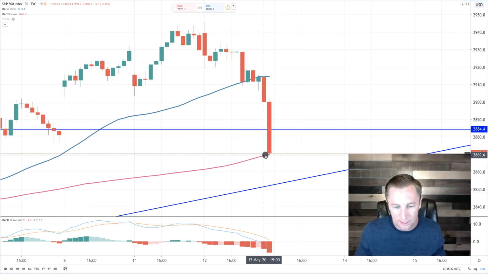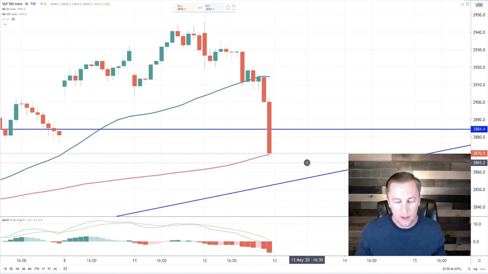Now we're sitting at the 200 period moving average. It's going to be interesting to see where it opens up tomorrow. But typically what you might see is a retest and then a move back further lower. But now let's go ahead and take a look at the daily to see what is taking place, where we might see the price go.